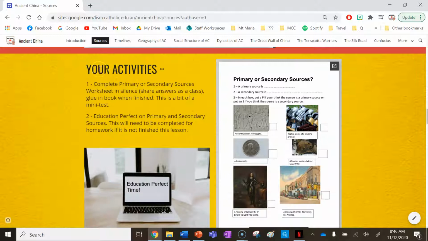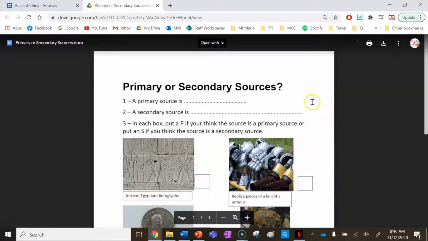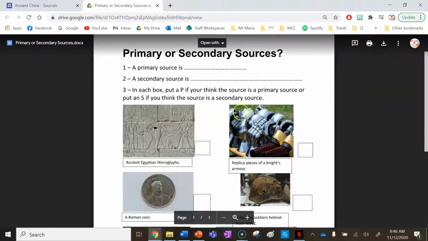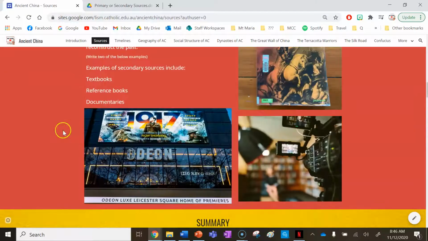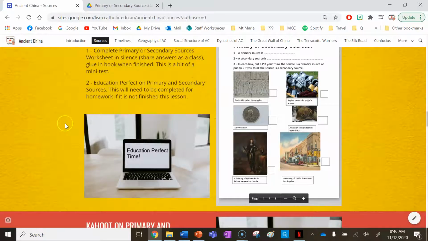So moving on, your activities for this lesson. There's 2 activities for this lesson. Task 1, you've got to complete this worksheet here. If you're learning along at home, you can open up the tab like so, and then you can print the worksheet. So a primary source is and a secondary source is. Again, you can use the answers from the above information to find the answers for those.